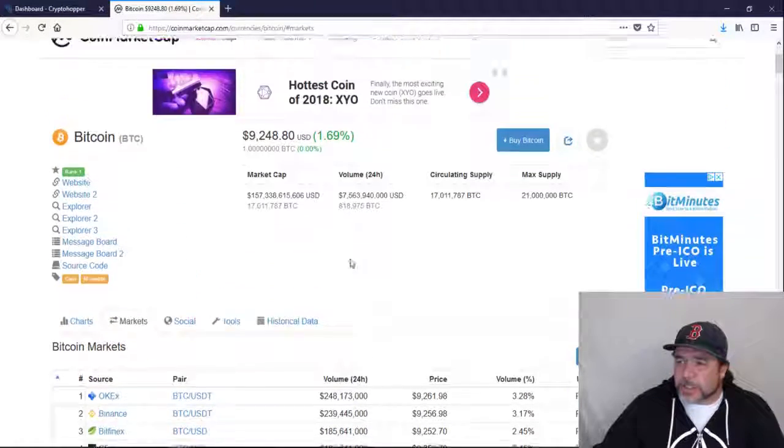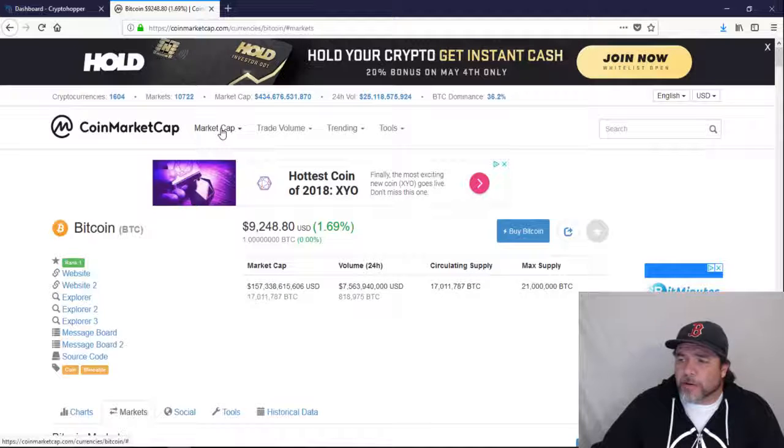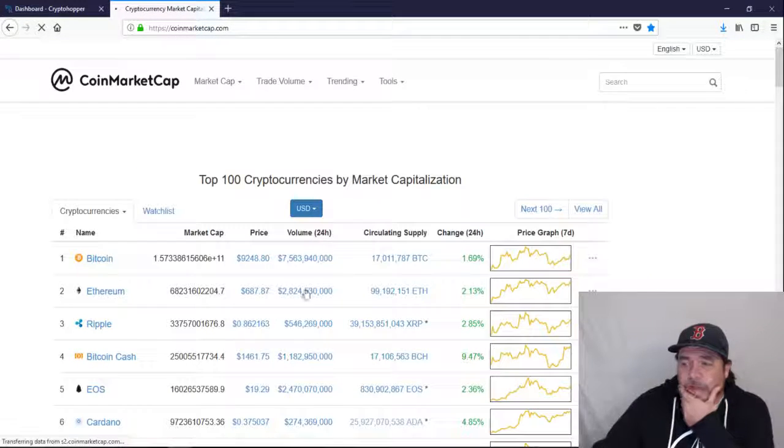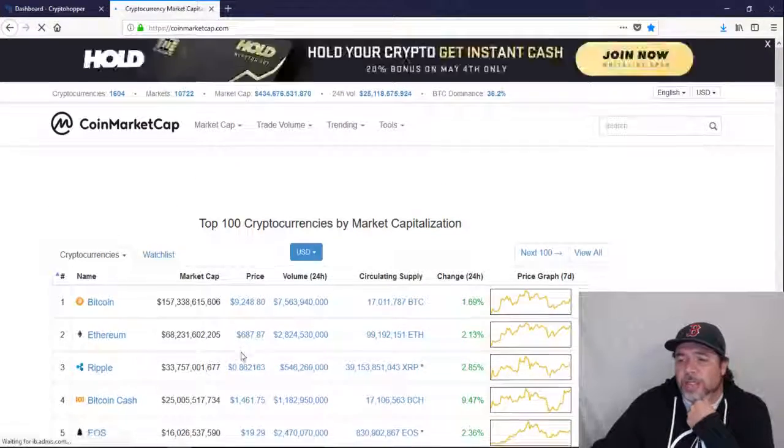So basically, this is the research tool. It goes over everything from market cap to trading volumes. So you can see absolutely every single coin.